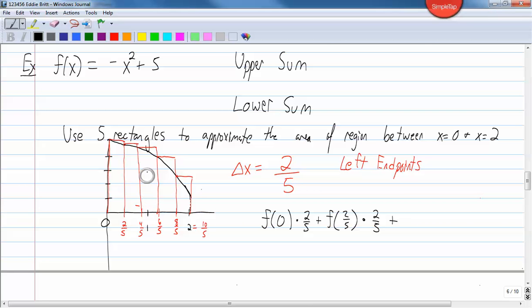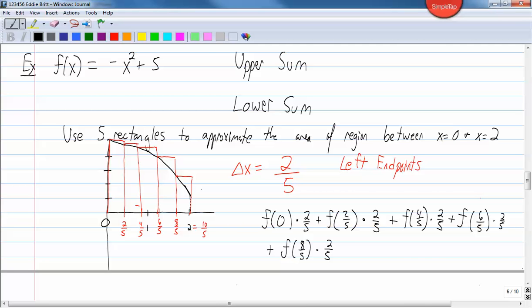Then, how do I get the area of the next rectangle? I have to say f of 4/5 times 2/5 plus f of 6/5 times 2/5 plus f of, what's the height of this rectangle? f of 8/5 times 2/5.